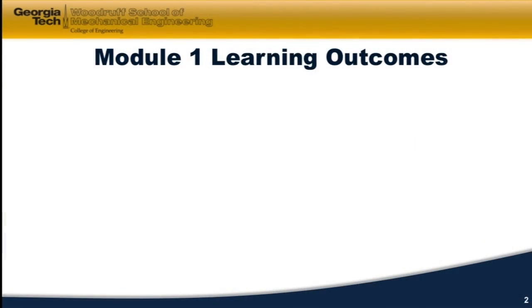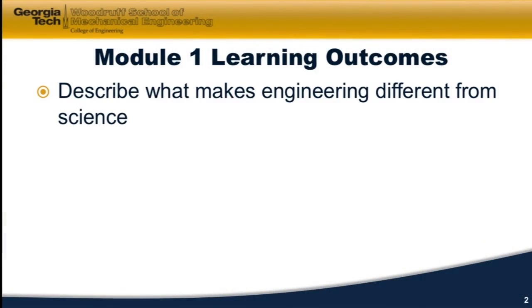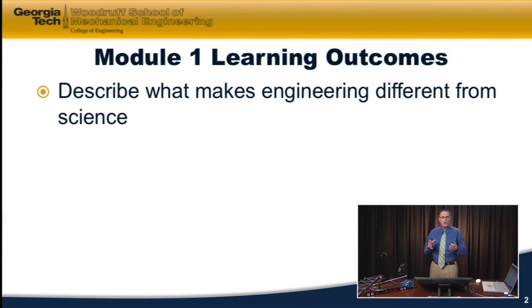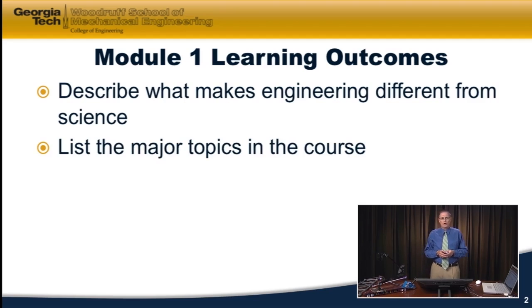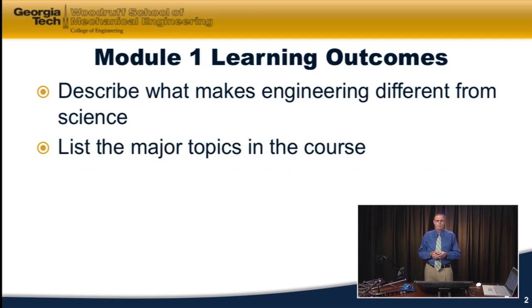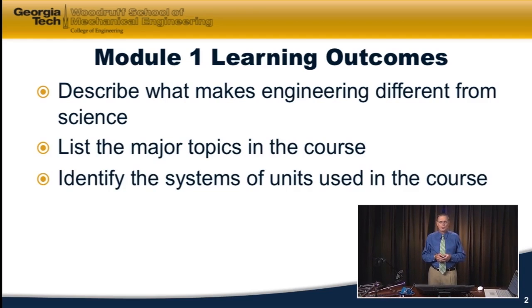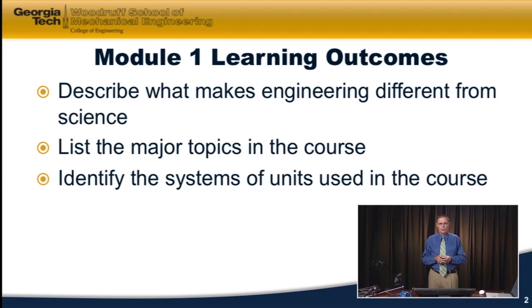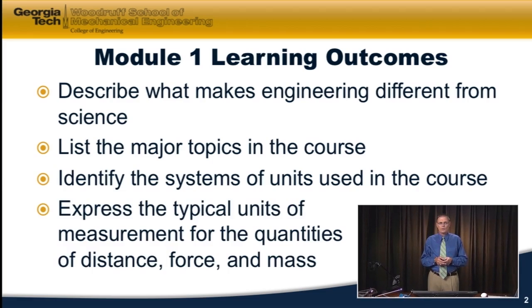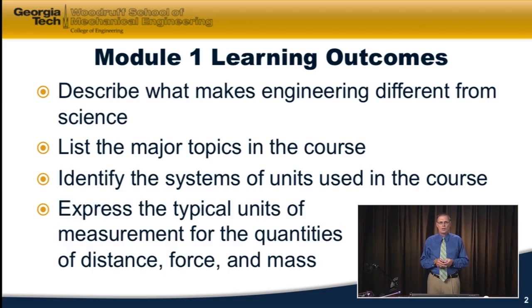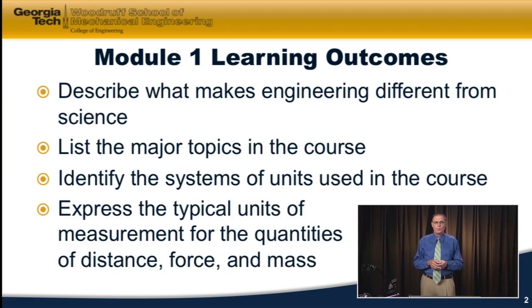I'd like to look at the learning outcomes for Module 1. First, we'd like to discuss what's the difference between an engineer and a scientist. What makes engineering different from science? And then we're also going to look at the major topics in this course. And finally, we're going to look at the system of units that will be used in this course. And I want you to express those typical units. You're going to get a little exercise here where you'll be able to express those typical units for measurements of force, distance, and mass, and also the acceleration due to gravity.